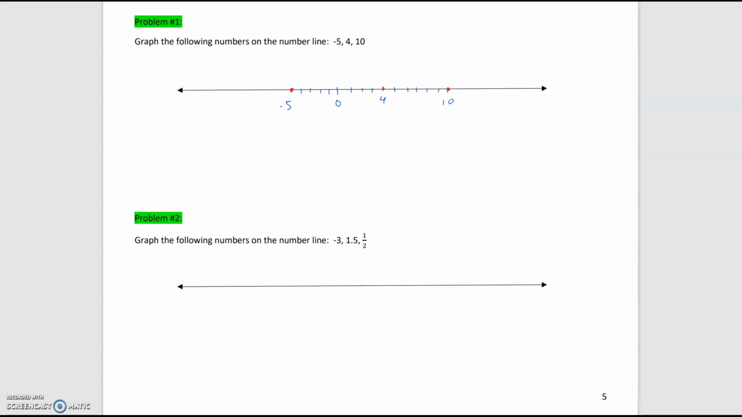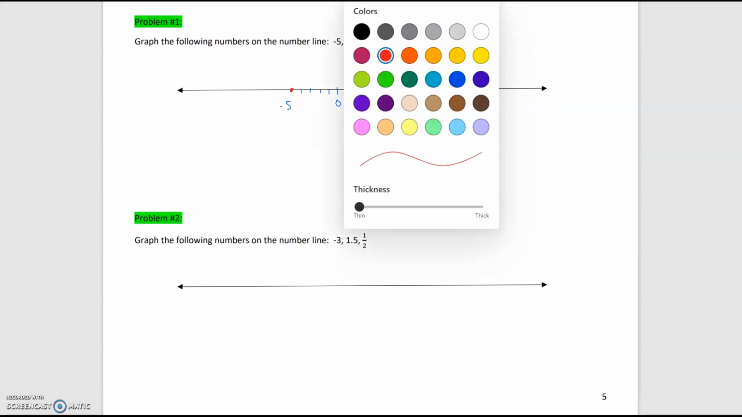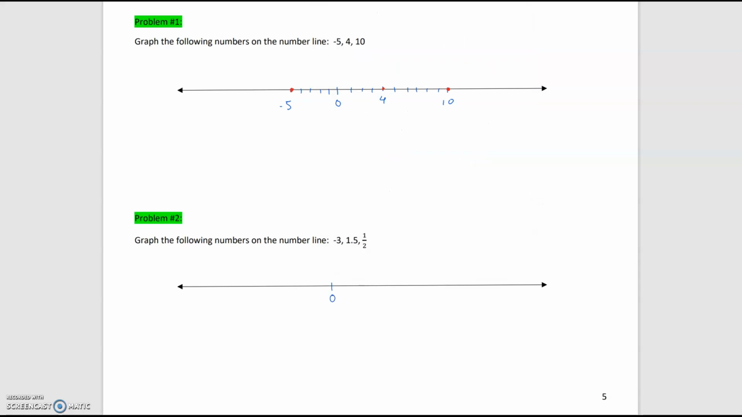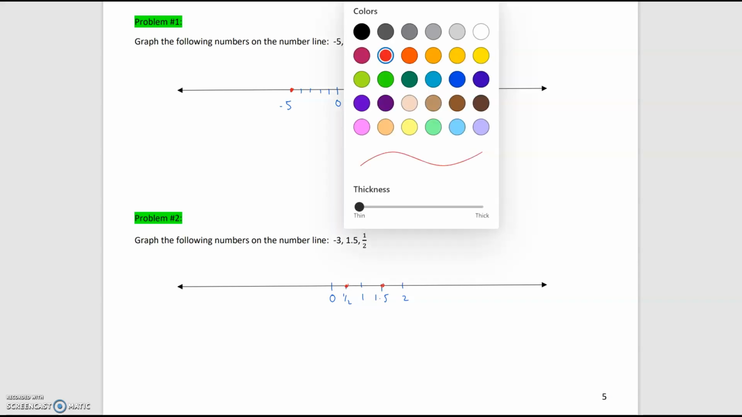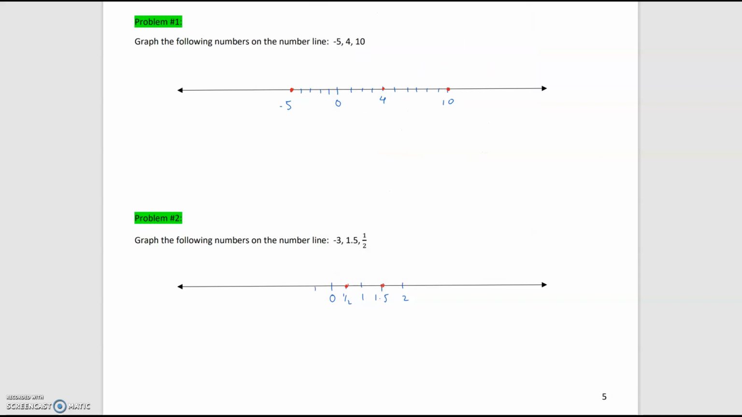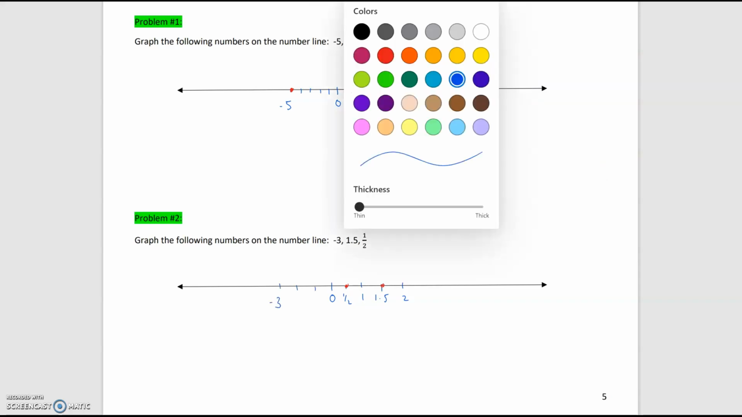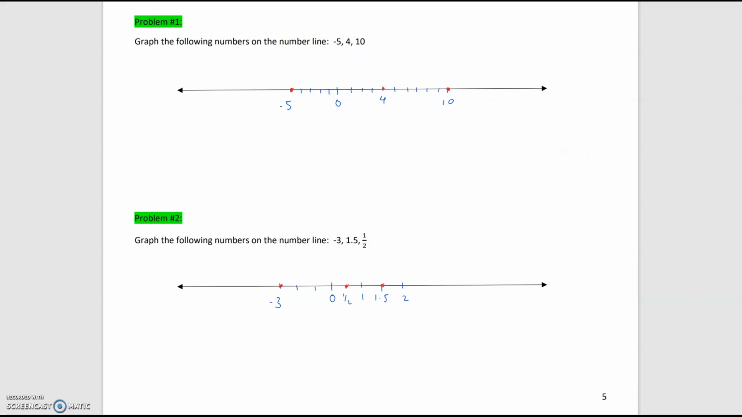Problem 2, we have a mixture of points. In this case, let me just put 0. I'll just say that this is 1. This will be 2. So this will be 1.5. And let me put the dot there. A half. I'm just going to put 1/2 here and its corresponding dot, and then -3. So -1, -2, and -3. Okay, that's actually it for this one.